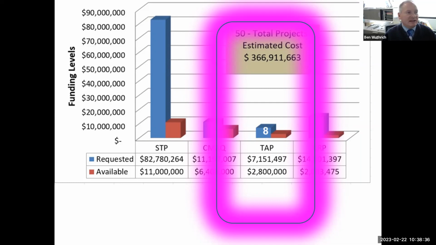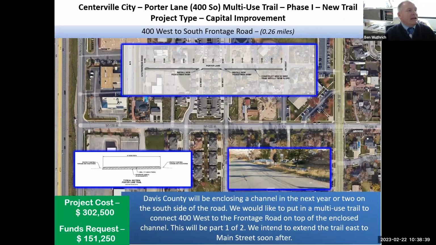The first project that we have is a project in Centerville. This is on Porter Lane or 400 South. This is for a multi-use trail. This is phase 1 between 4000 West to the South Frontage Road, a little more than a quarter mile in length. Project estimated cost is $302,000, and the funds being requested are $151,000 plus.